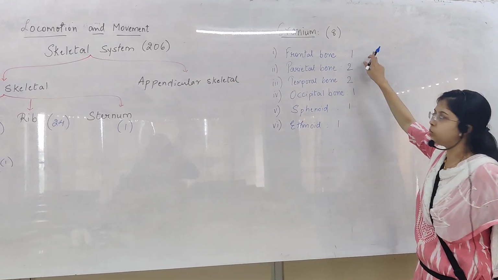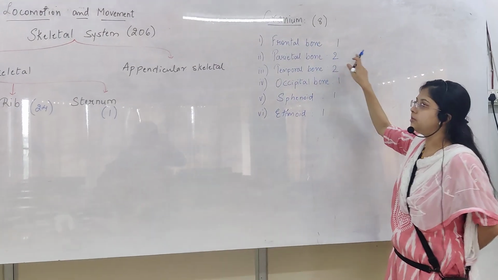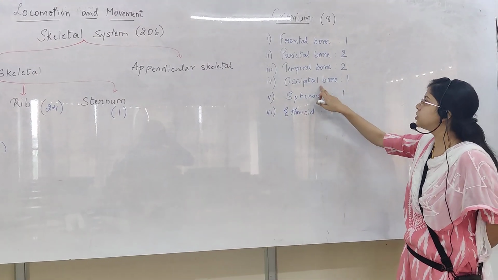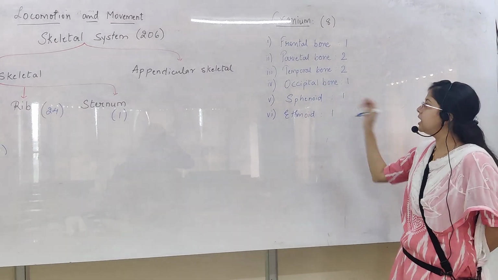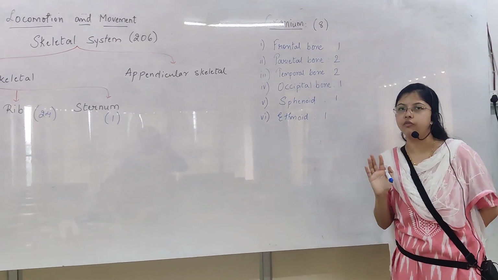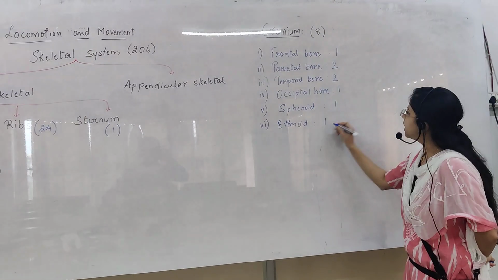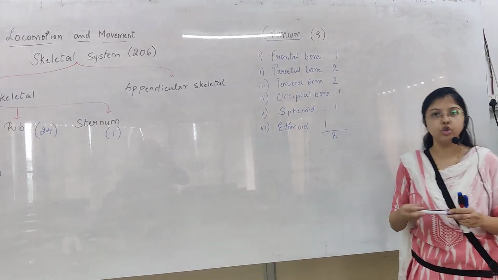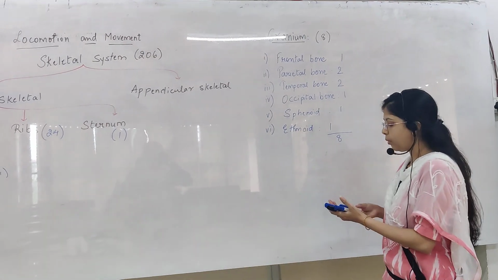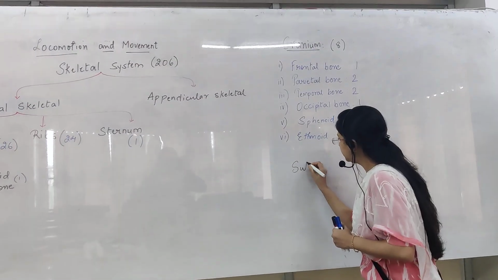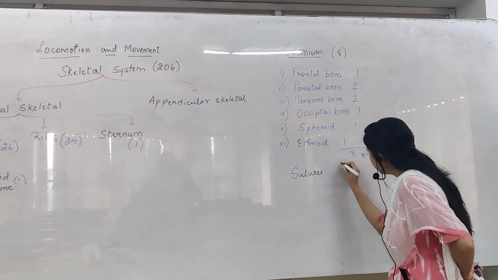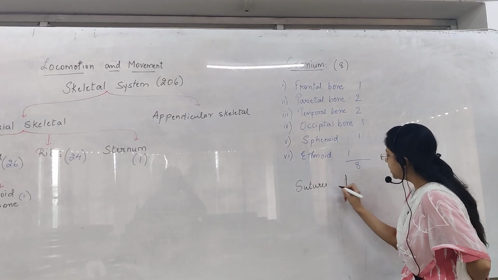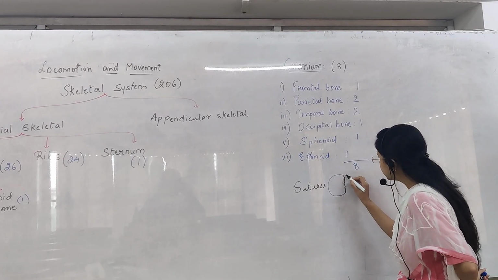So the frontal bone is 1, parietal bones on the sides are 2, temporal bones are 2 behind each ear, the occipital bone is on the back side, and sphenoid and ethmoid form the roof of the skull. So if you see, the total comes up to 8 bones in the cranium. These 8 bones are joined together with the help of sutures. If you see the connection between two bones, they are connected with the help of sutures.